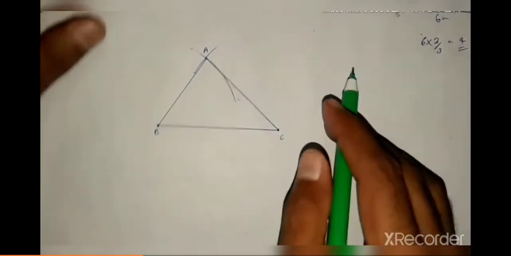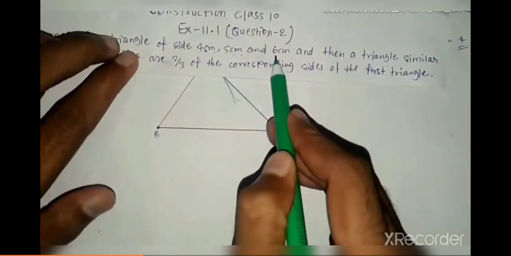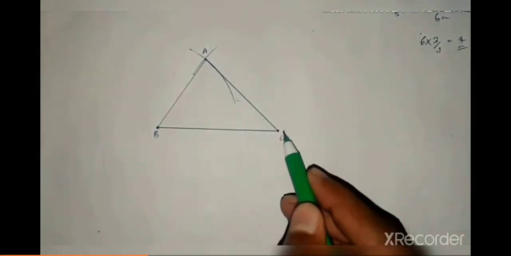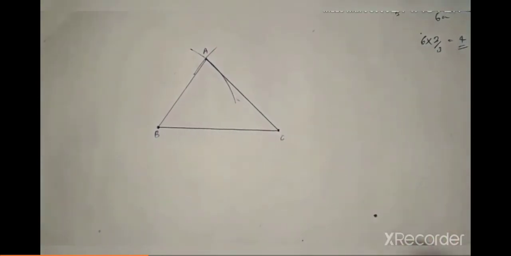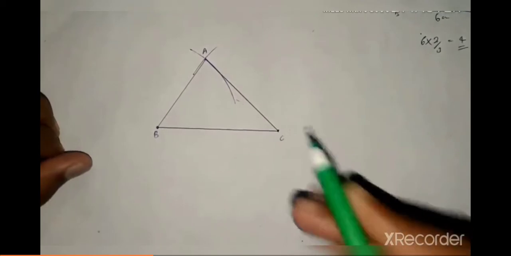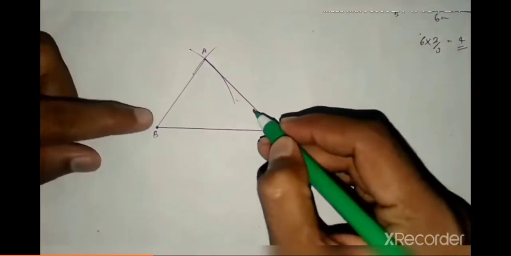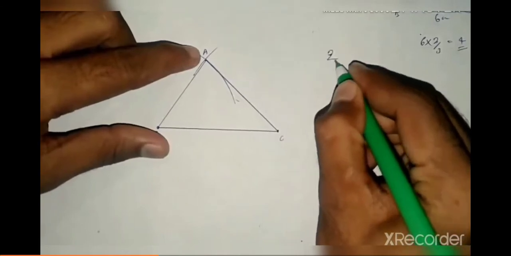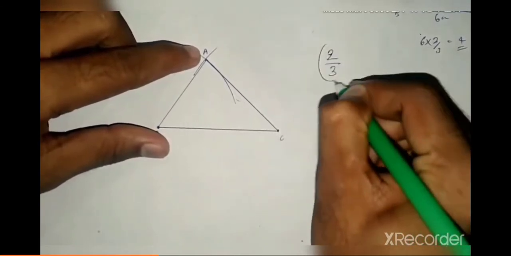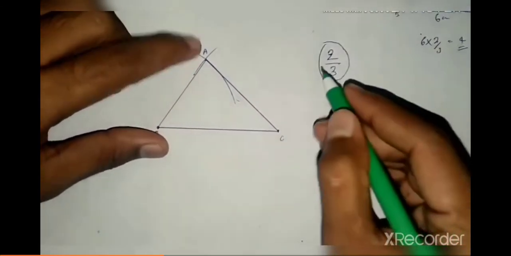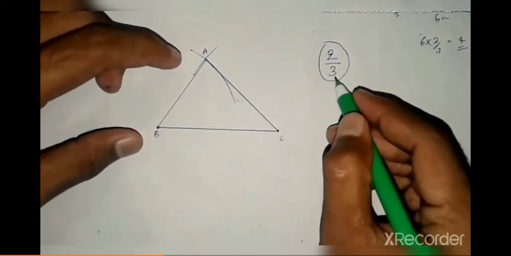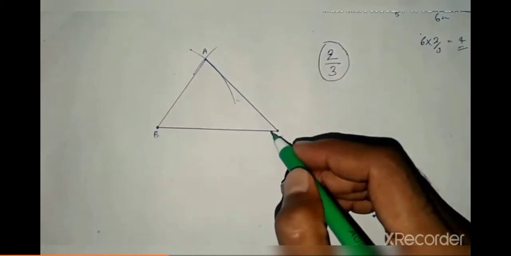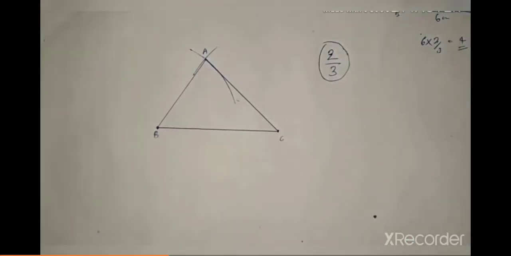Now we have to construct another triangle which is similar, 2/3 of this one, with sides 6, 4, 5. Now we have to construct a similar triangle such that it will be 2/3 of the given triangle. ABC is the given triangle. So let me see how we are going to draw the 2/3 of the given triangle. What is the denominator? 3 is there. The numerator is 2.